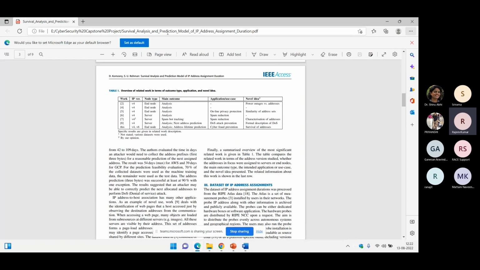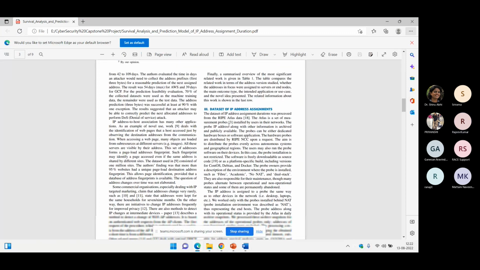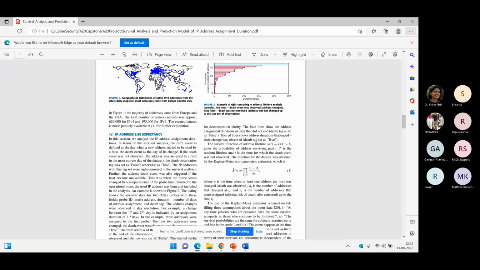So this time I have identified one more model: the IP address assignment and its duration. When the IP address moves from one organization to another organization, that is also considered, whether it is an attack or legitimate, because the organization matters a lot. And here is the geographic location, and the code.